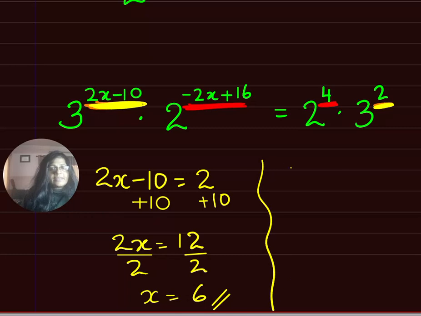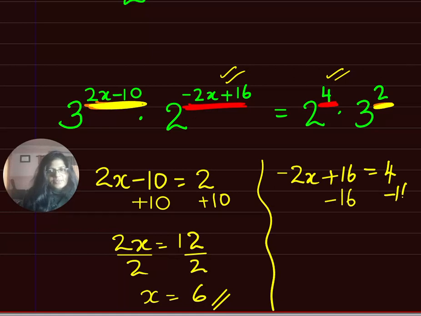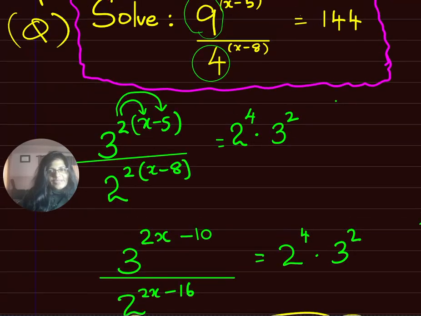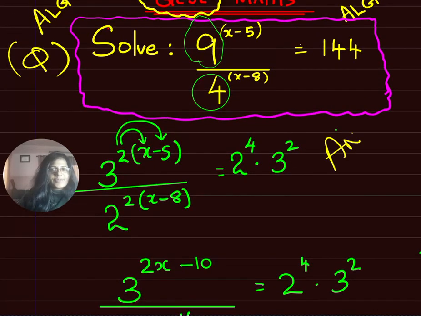Let's compare the other relation and check whether we are getting the same answer. We should get the same answer though. So how to get rid of the 16? Yeah, we'll subtract 16 on both sides and you'll end up with minus 2x equals minus 12, and x will be equal to 6. So the answer for this question will be x equals 6.